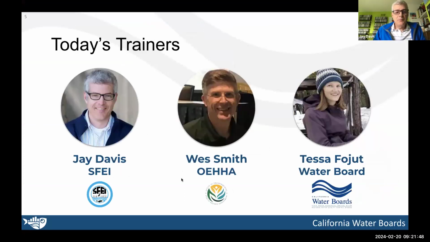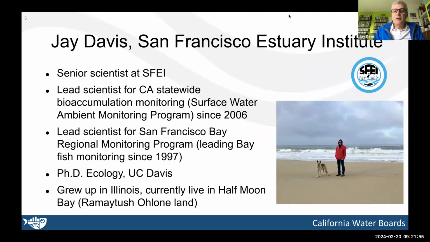All right, so I'm going to skip quick over this one because we're each going to introduce ourselves in some more detail. So I'm Jay Davis. I'm with the San Francisco Estuary Institute, where I've worked for a long time. I've also been the lead scientist for California's statewide bioaccumulation monitoring since 2006. This is done by the Surface Water Ambient Monitoring Program, or SWAMP. That's an acronym that we'll be using in the slides later because it's way too long to spell out all the time.